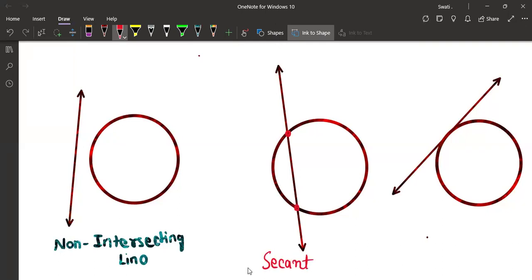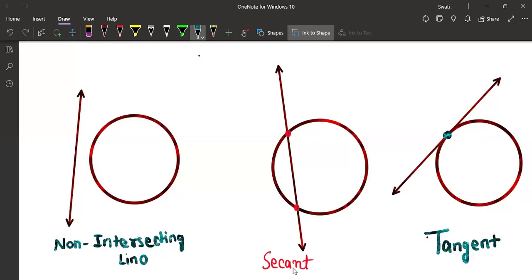Secant, right? And the third case, where you can see that there is a circle and the line is touching the circle at only 1 point, and such a line is called a tangent. Tell me, is this very clear, Manya?